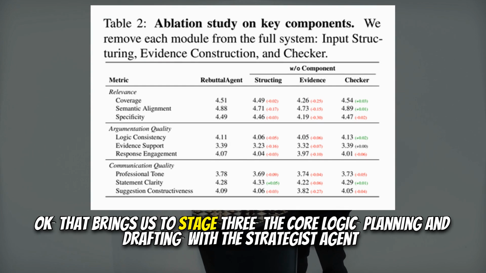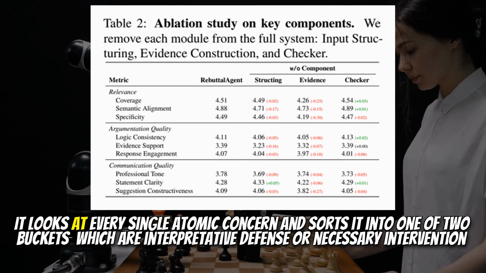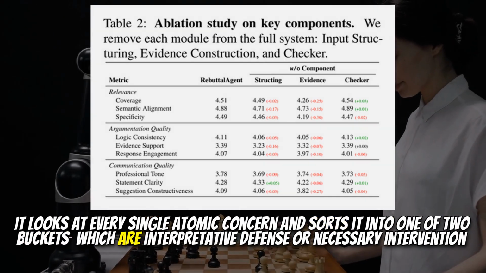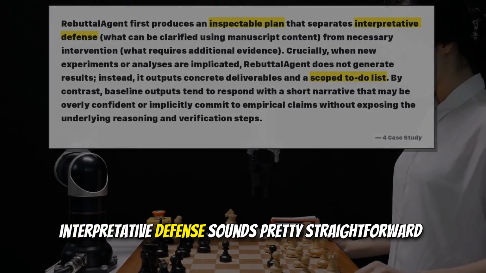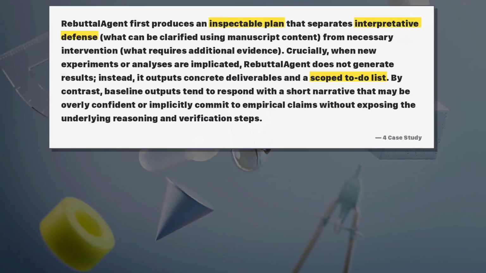Okay, that brings us to stage 3, the core logic, planning and drafting, with the strategist agent. Yeah, the strategist is the brain of the operation. It looks at every single atomic concern and sorts it into one of 2 buckets. Which are? Interpretative defense or necessary intervention. Interpretative defense sounds pretty straightforward. That's like, reviewer, you misunderstood, please see section 4.1.